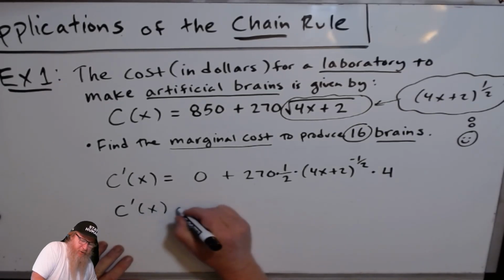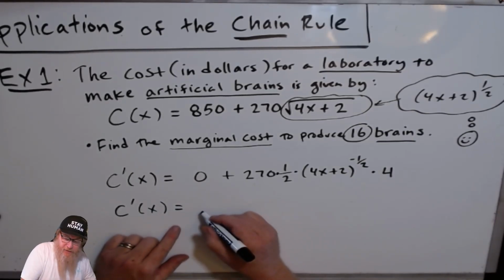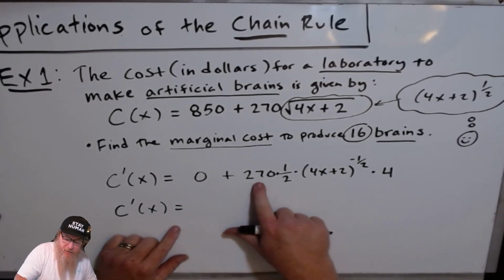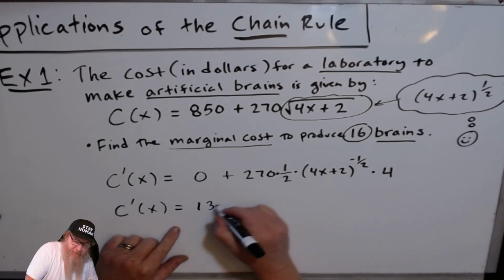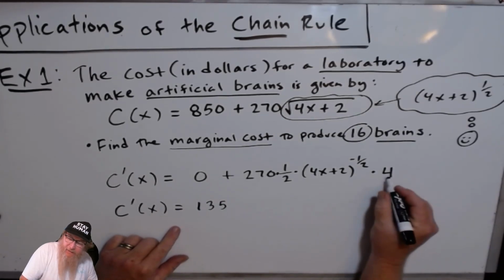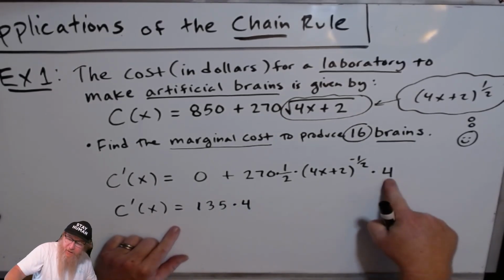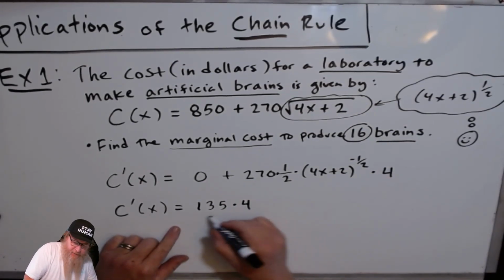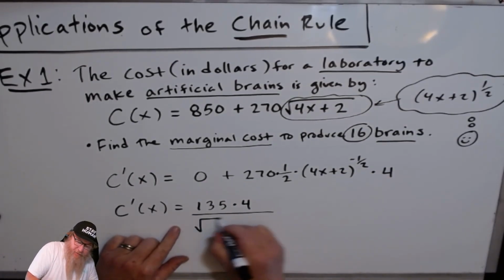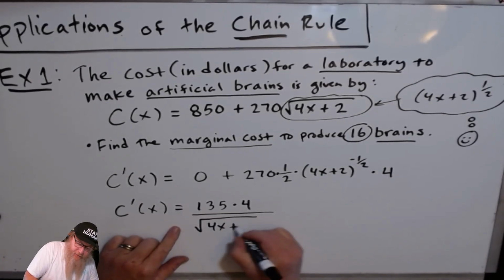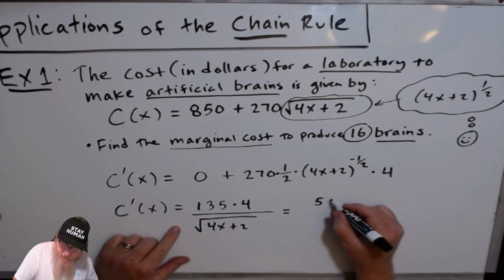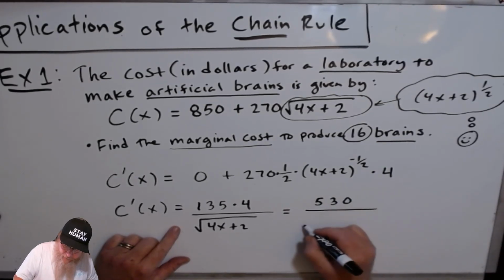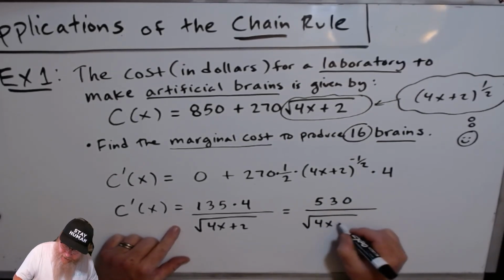So our marginal cost function is going to be 270 times 1/2. That'll be 135. And then times 4. I'm just going to bring the 4 to the front. Over the square root of 4x plus 2. So that'll be 530 over the square root of 4x plus 2.